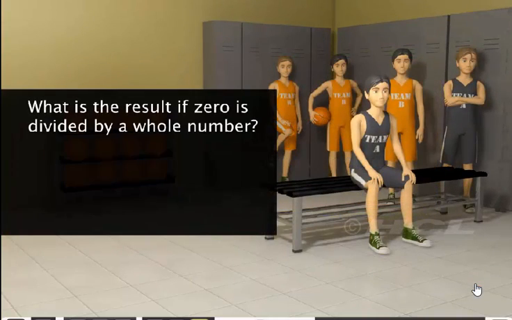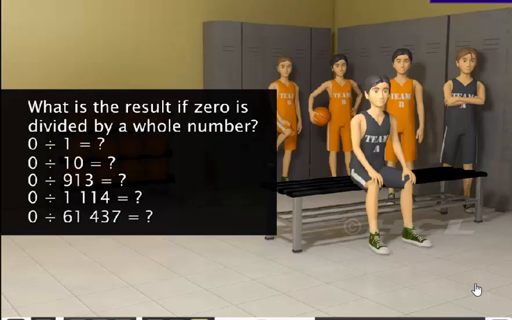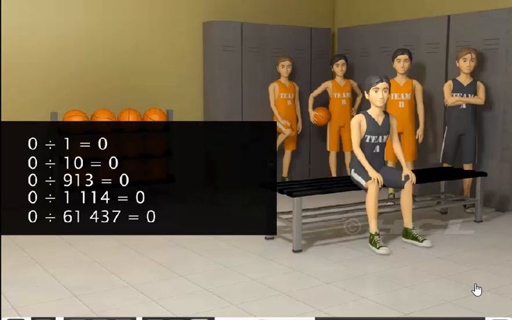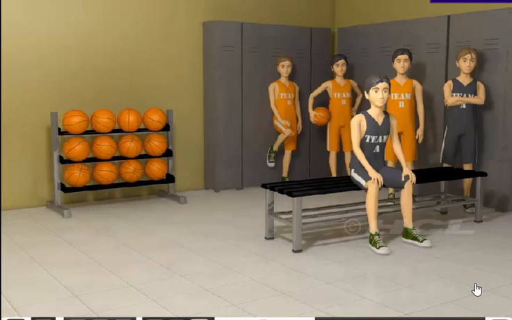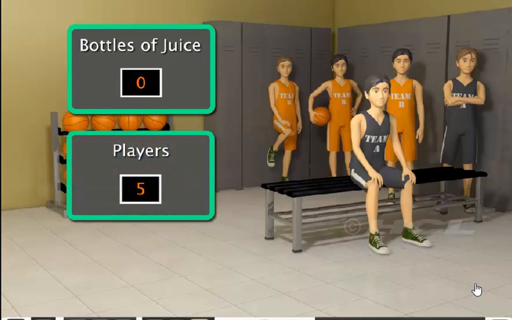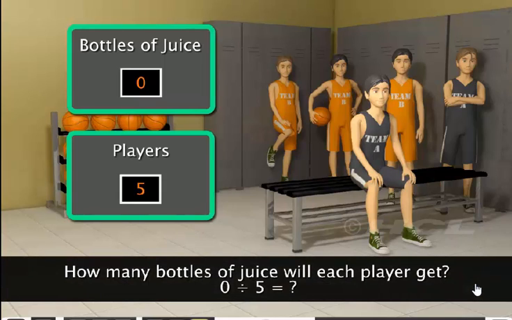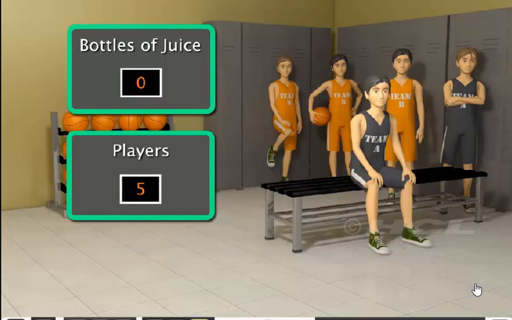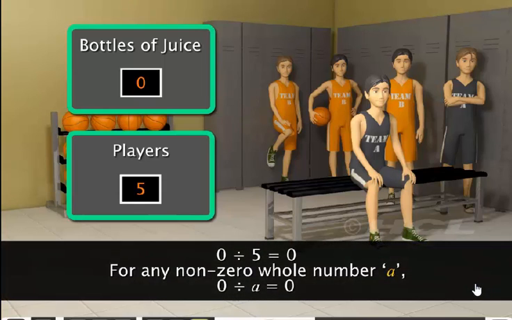What is the result if 0 is divided by a whole number? The result is 0. Let's look at this with our basketball example. There are no bottles of juice in the changing room. We want to divide the bottles among 5 players. How many bottles of juice will each player get? The answer is 0, because there are no bottles of juice to divide among the players. In short, dividing 0 by any non-zero whole number gives 0.